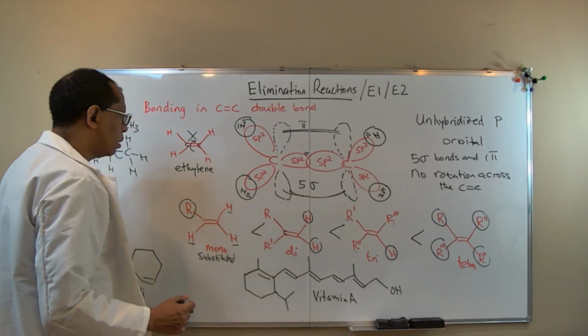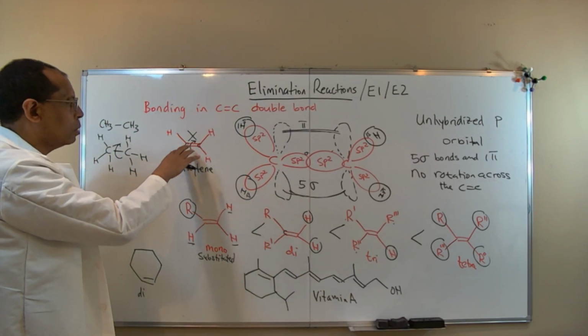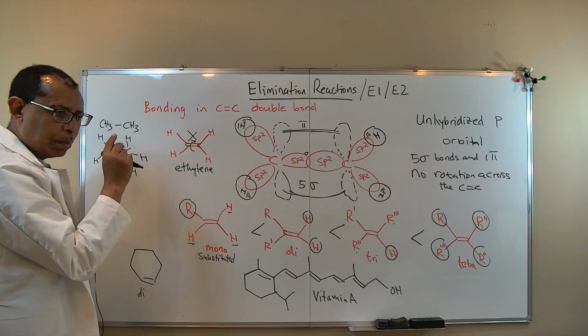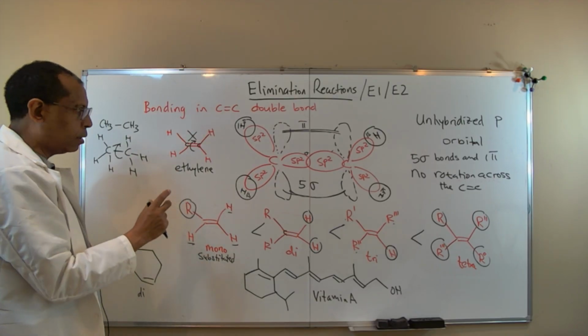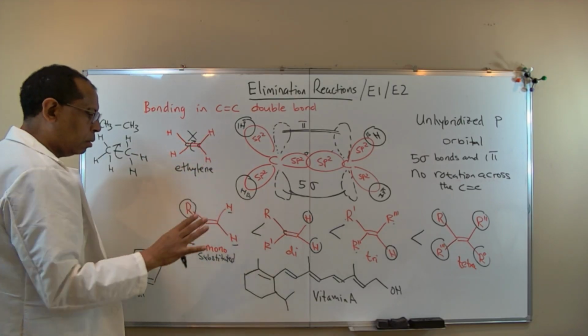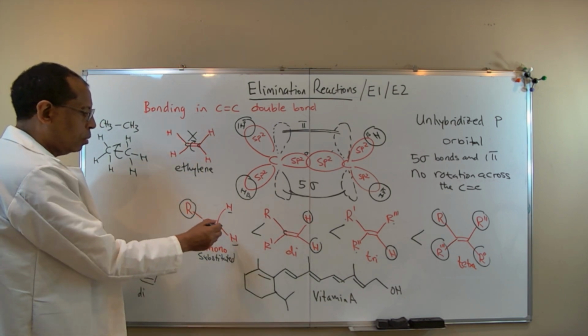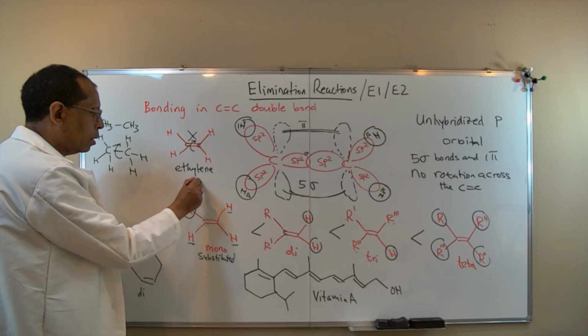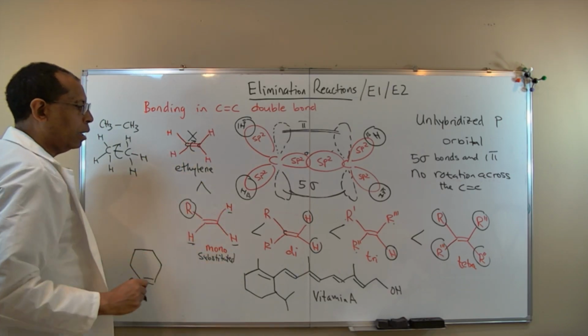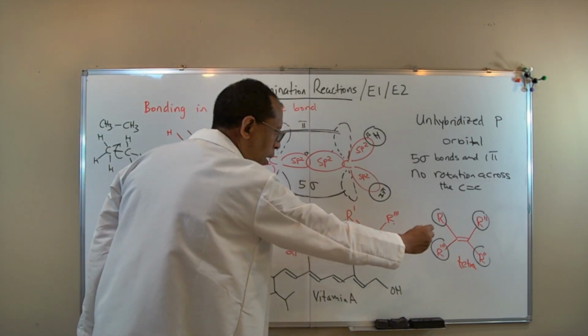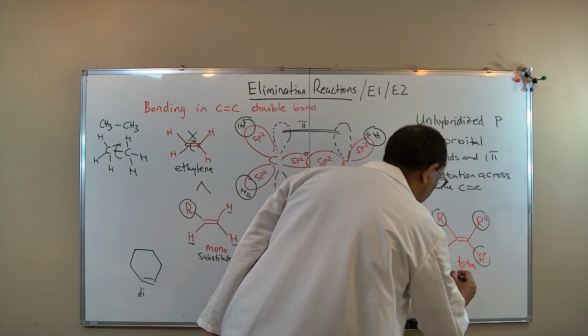It goes like this. Ethylene, the smallest alkene, is not substituted at all. So that is the least stable one. This is much more stable than ethylene. So stability-wise, this is the most stable alkene.